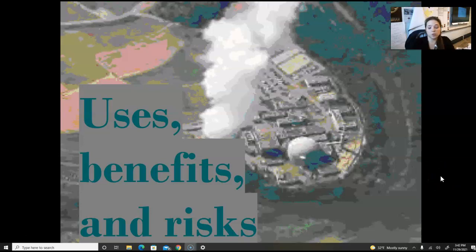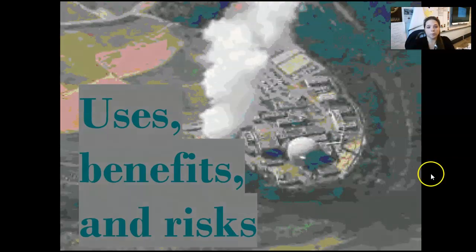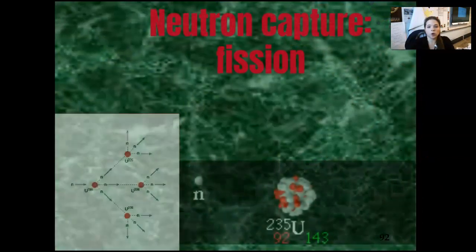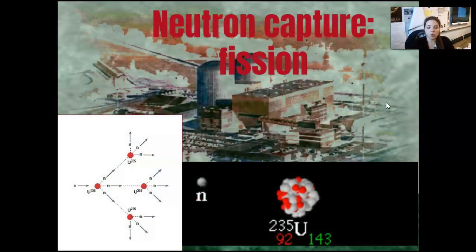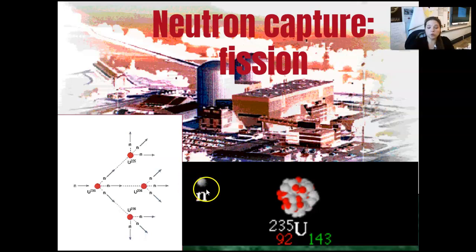All right, so now we're going to look into some uses, benefits, and risks of nuclear chemistry. We already looked at neutron capture, and this is towards fission, where the neutron is shot at uranium to make it too big to split in half. Because remember, fission is division. And when it does that, it releases 2 to 3 neutrons also, which then bombard another one, causing them to expand and then divide, shooting off 2 to 3 more.